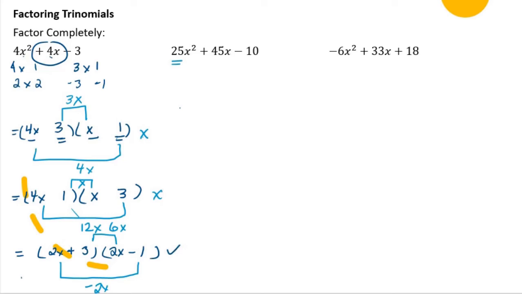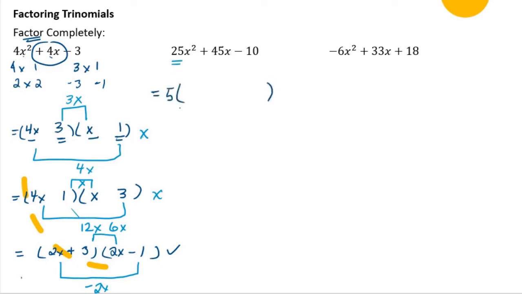Try the next one. Now you can spend quite a bit of time trying to sort out this last one. But I'm going to remind you that it asks us to factor completely, which means that if there is a common factor, at some point you will have to remove it. And it's much easier to factor these problems if you remove the common factor right off the bat. 25, 45, and 10. Those have a common factor of 5. So let's go ahead and pull that out.